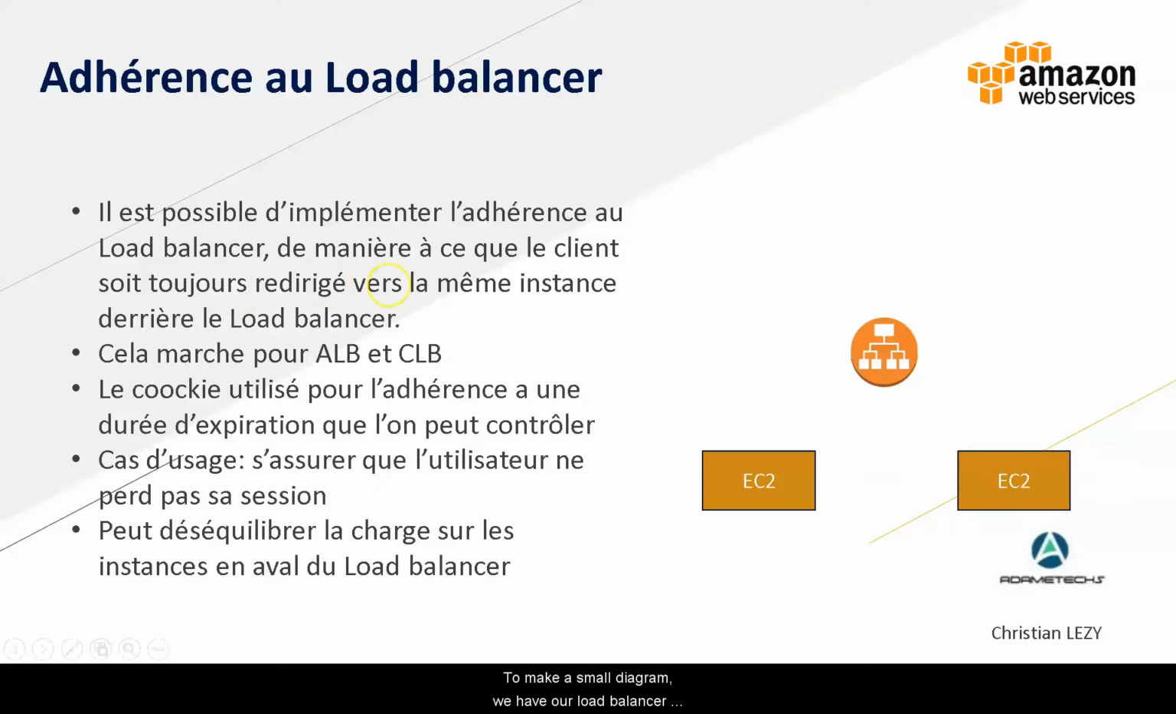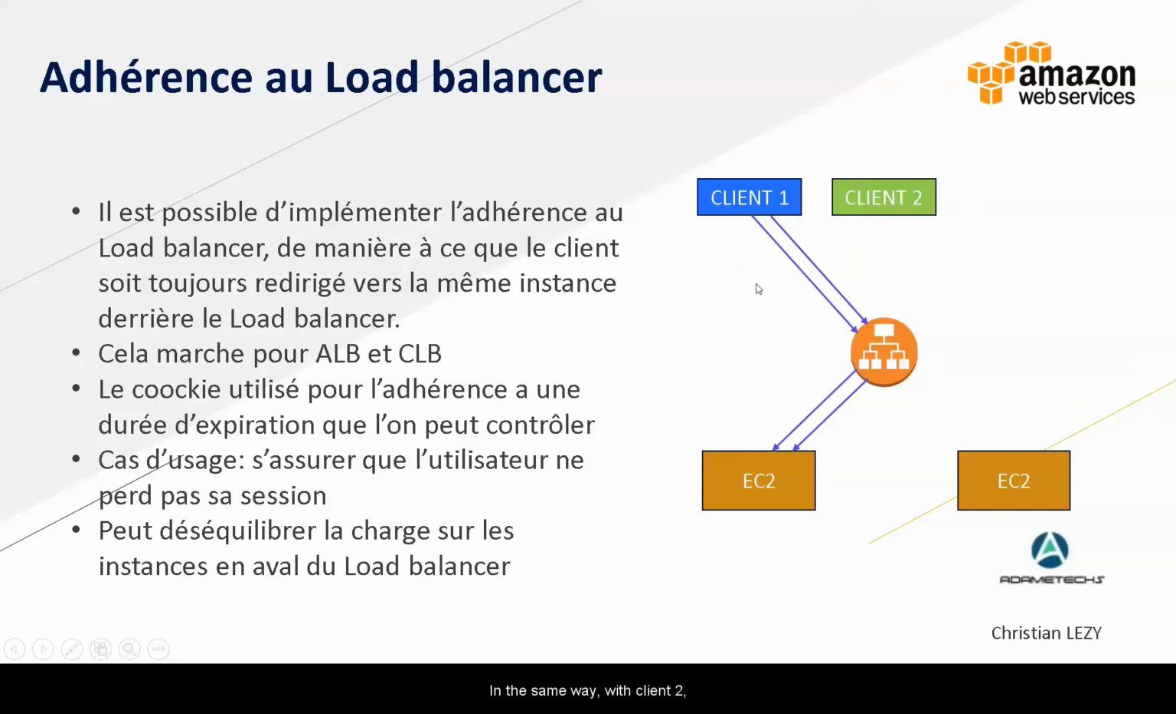To make a small diagram, we have our load balancer here with two instances behind it. We have client 1, and we'll make a first request, which will go to the other instance. When using adherence and making a second request, if cookies are still valid, the user falls back on the same instance. In the same way with client 2, the load balancer will redirect the user to an instance, and if he reconnects, as long as the cookie is valid, we want him to fall back on instance number 2, and the same way for client 3.